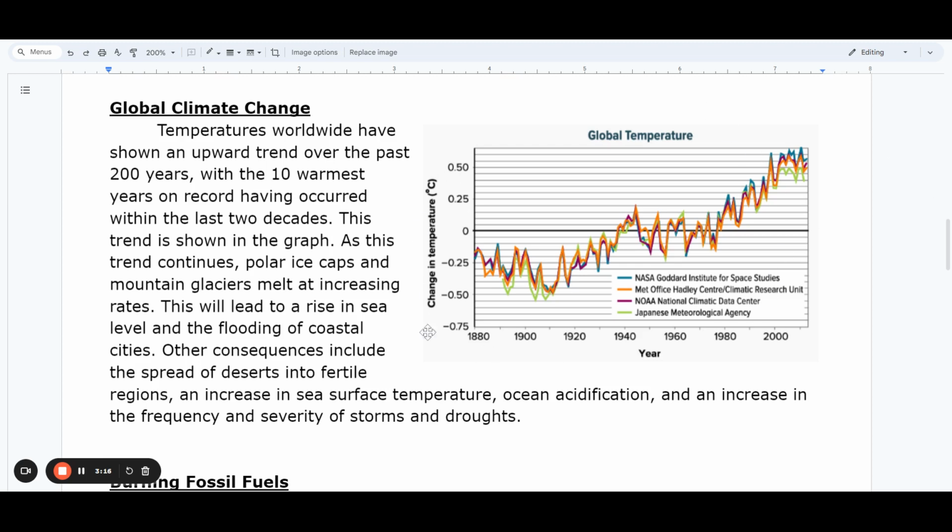On our graph, we see our global temperature trends from 4 different agencies recording temperatures between 1880 and about 2014-15. And we see our change in temperature started to rise here in the 40s, stabilized for a bit, but then since about 1980 has dramatically risen. Okay, we've got a big jump here. That's a very short amount of time when we're talking about climate.